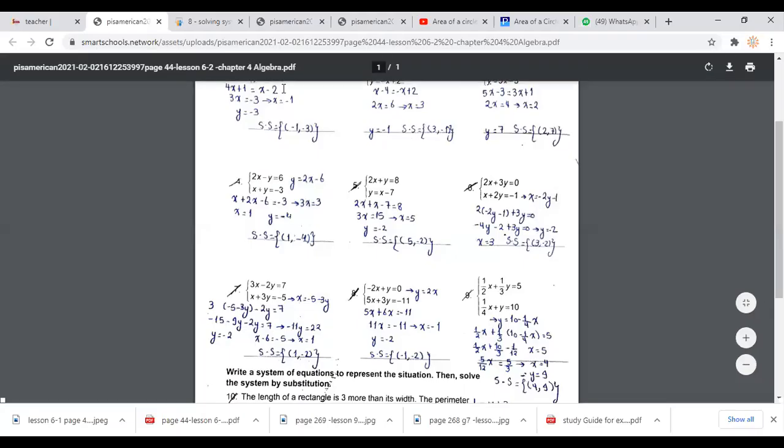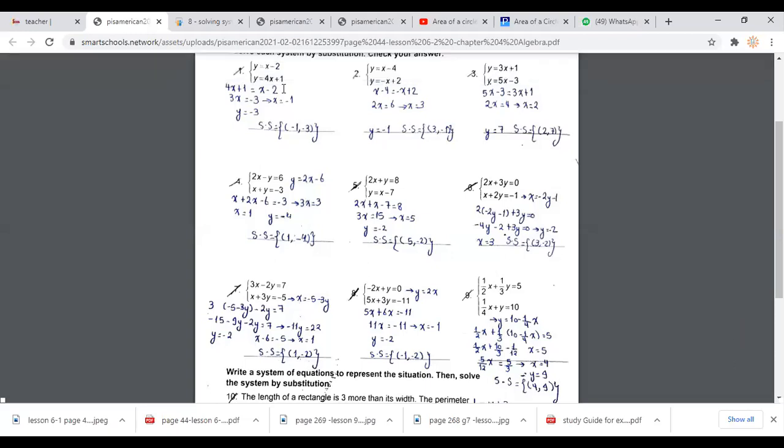Solving systems by substitution. Then we have to rearrange to work with the two equations. The two equations are 2x plus 3y equals 0, and the second equation is x plus 2y equals negative 1.